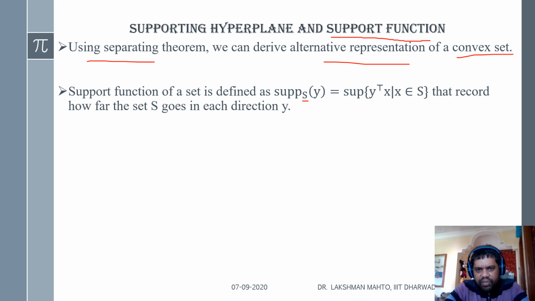Now the support function of a set is defined as the support of S. Remember that S is coming in the suffix. S is given, you know about that. So the support of S in the direction of Y would be defined as the supremum of Y transpose X, such that X is coming from S. That records how far this set S goes in each direction Y.